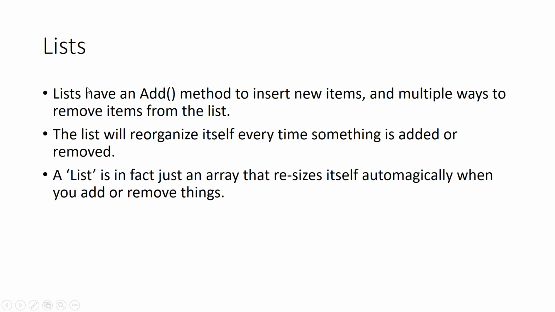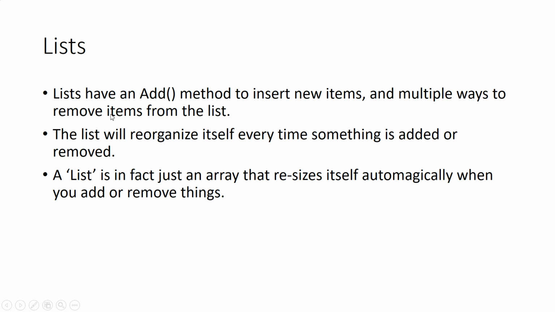So, which takes us to lists. And a list is just one type of advanced data structure. There's also decks and queues and all kinds of other things. But a list has an add method. So the add method inserts new items on the end of the list. And there's also multiple ways to remove items from the list.